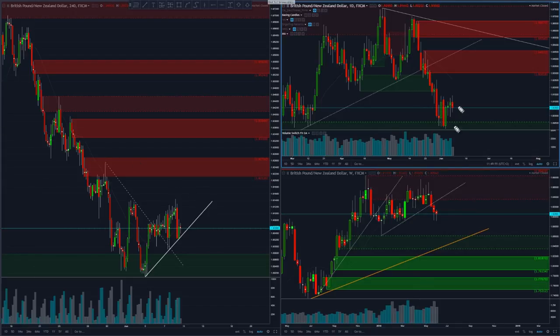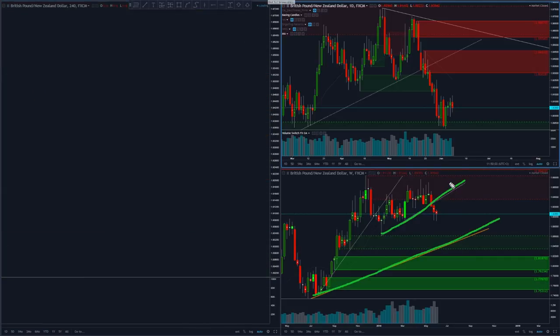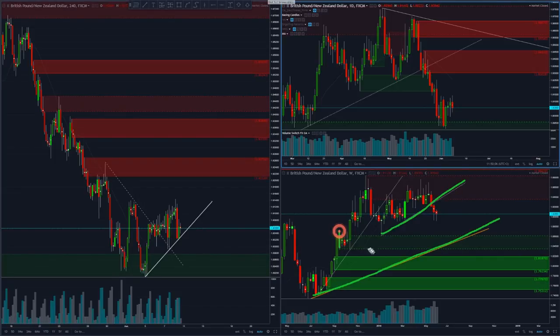This is the pound kiwi. Pound kiwi on the weekly has a broken weekly trend. However, on the monthly it's an uptrend. But we are still pretty far from the trend line and from the zone where longs could be taken. So now we reacted on this daily demand zone and are moving sideways.